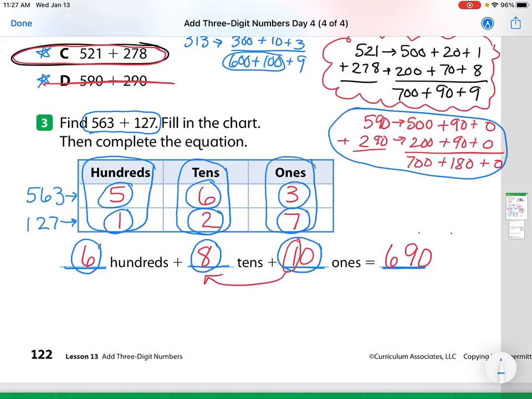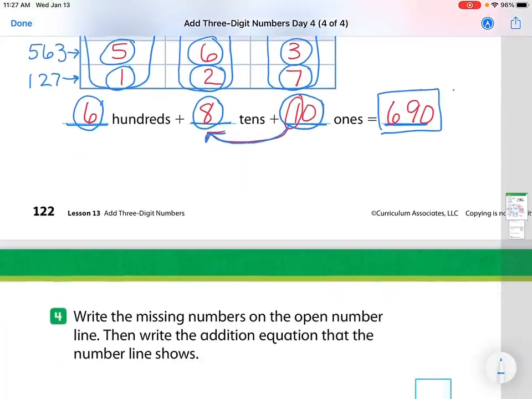Before I came up with my final answer of 690, I noticed that the 10 would actually be moved over to add 1 ten to the 8, which would give me 9 tens and 0 ones. So that's how I knew the answer was 690. And I hope you got that correct too.